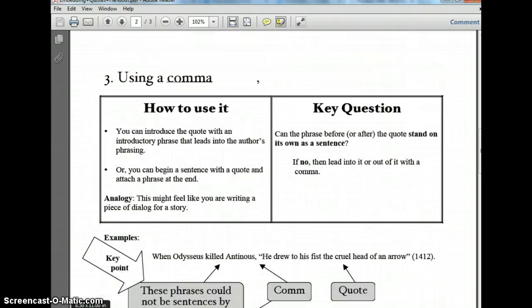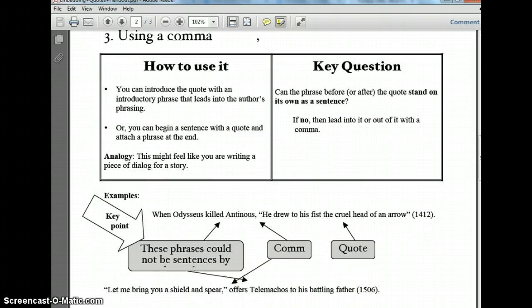Moving down, how to use a comma. You can introduce the quote with an introductory phrase that leads to the author's phrasing. Or you can begin the sentence with the quote and attach the phrase at the end. So the phrase can be at the beginning or the end, but it's got to be somewhere. Can the phrase stand on its own as a sentence? If the answer is no, then use a comma. So if the answer is yes, can it stand on its own? It's a colon. If the answer is no, it's a comma.